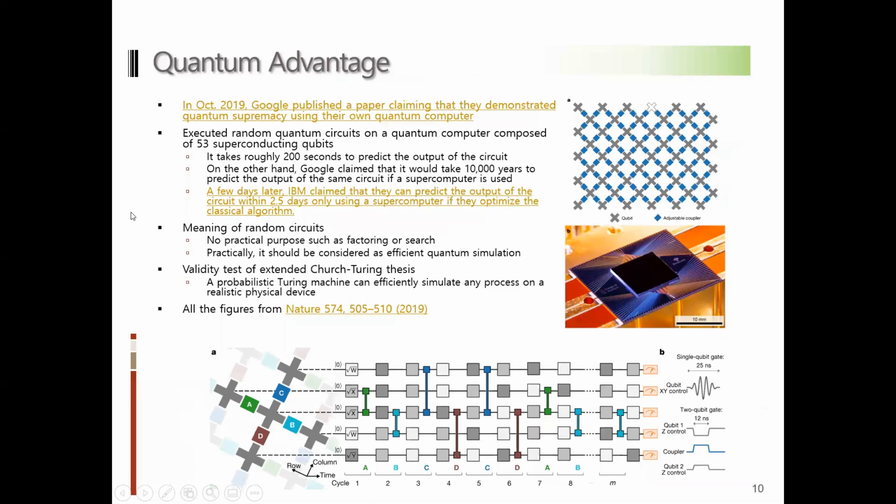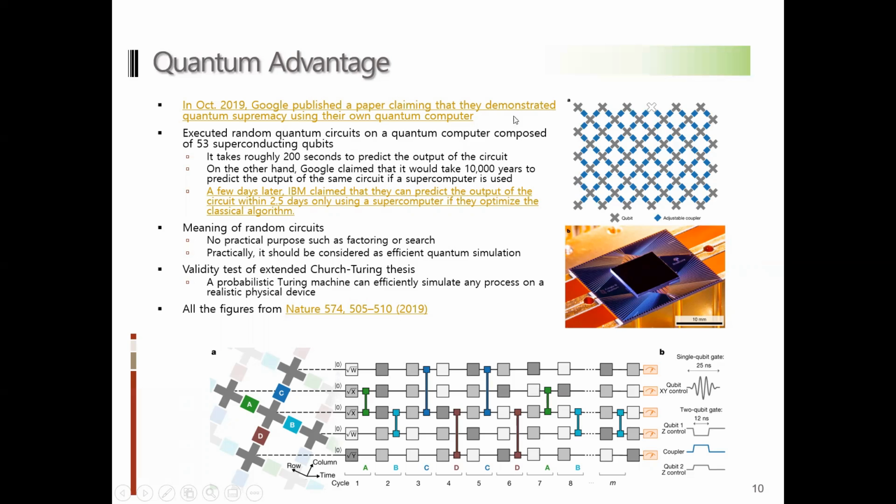However, one of the reasons I mentioned such a concept is because it is actually related to the quantum advantage experiment, which was demonstrated by Google. Around the end of 2019, Google published a paper claiming that they demonstrated quantum supremacy, or let's say I will just call it quantum advantage, using their own quantum computer. And they basically built a quantum computer composed of 53 superconducting qubits.